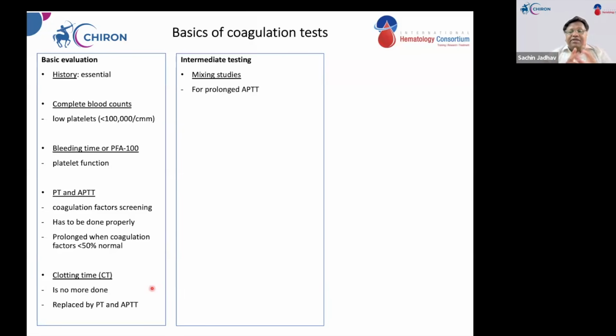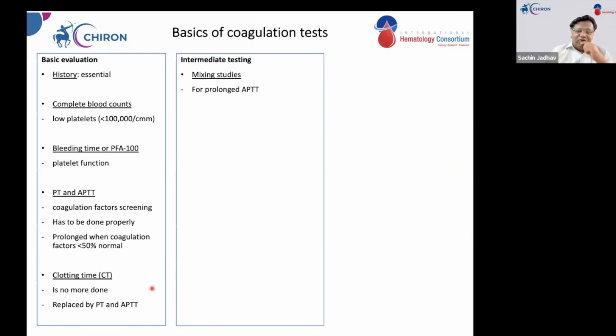At this point, what we do, whenever we do APTT, we take the patient's plasma, and so whole blood is sent to the lab. The lab will centrifuge it, separate out the plasma, and in that plasma, which is taken in a small test tube, we will put in calcium, we'll put in the APTT reagent, etc., and we will see how much time does it take for that plasma to clot. That is how APTT is measured.